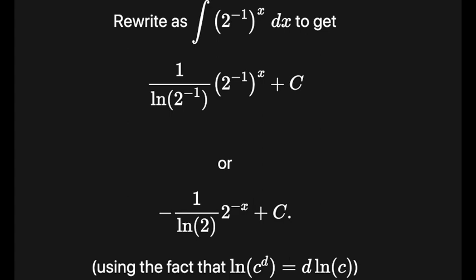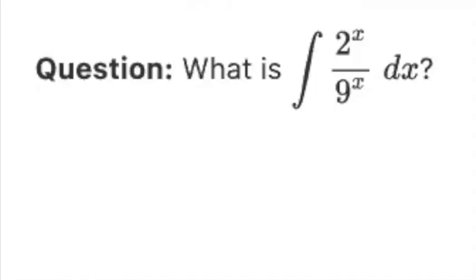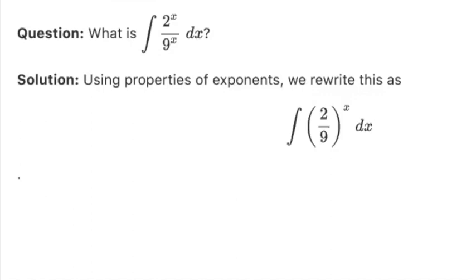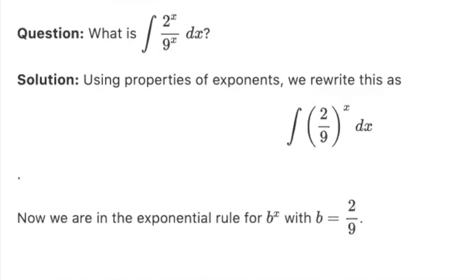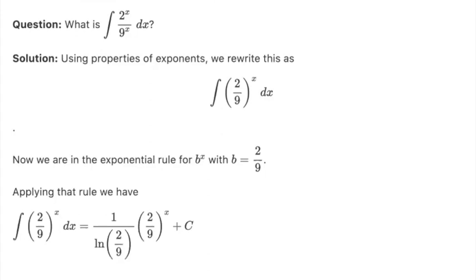Here is another question where we can use the exponential rule, even if it isn't obvious at first. Here we are asked to find the indefinite integral of 2 to the x over 9 to the x dx. The key insight is that we can use algebraic properties of exponents to rewrite this as 2 over 9 raised to the x. This is now a straightforward exponential rule problem, since we have b raised to the x with b equals 2 over 9. The resulting indefinite integral is 1 over natural log of 2 over 9 times the fraction 2 over 9 raised to the x power plus c.